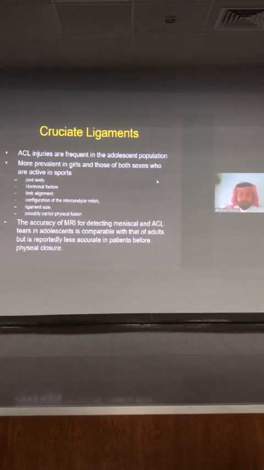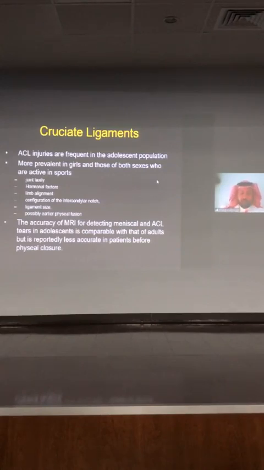They're most prevalent in girls, for a few reasons: girls have more joint laxity. It is contributed to maybe hormonal factors, to limb alignment issues. The configuration of the intercondylar notch in females looks a bit different. The ligament size in females looks a bit different. And possibly because females mature earlier than their male counterparts, they will have issues because they have earlier fusion of their physeal plates.